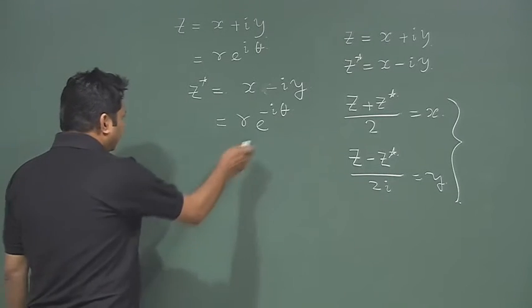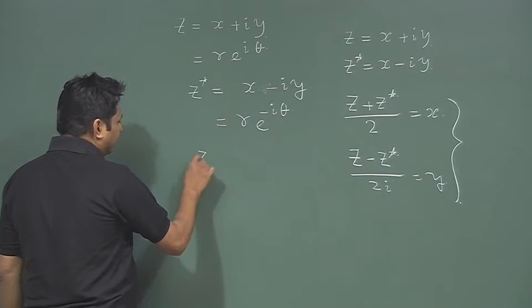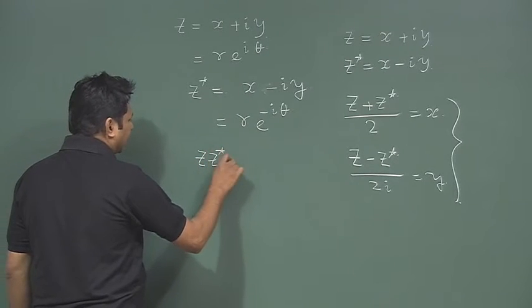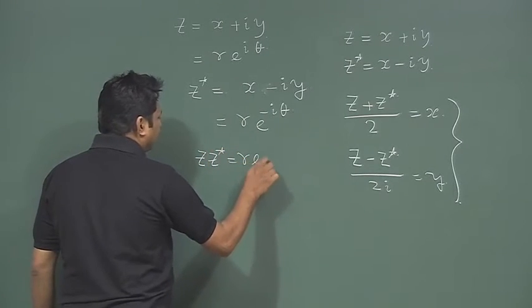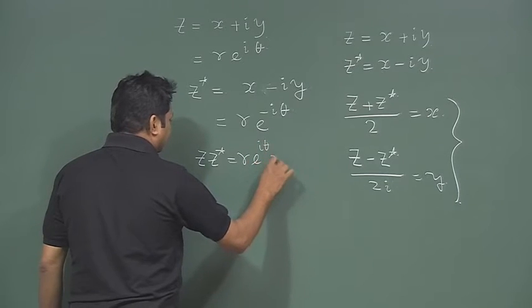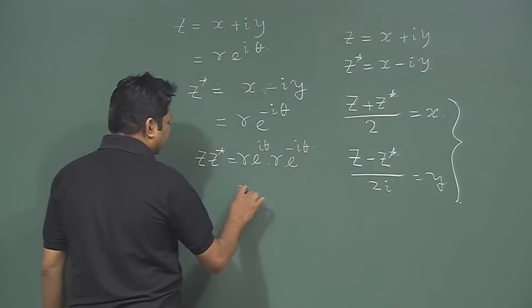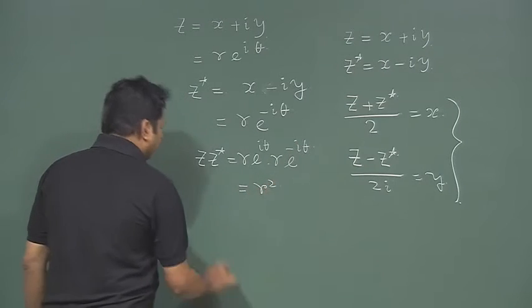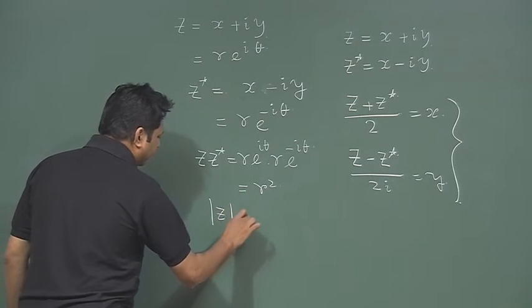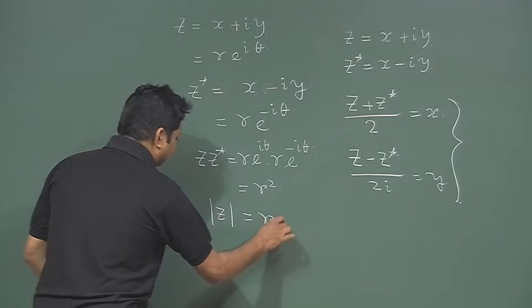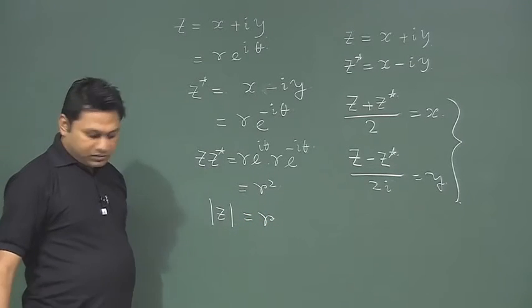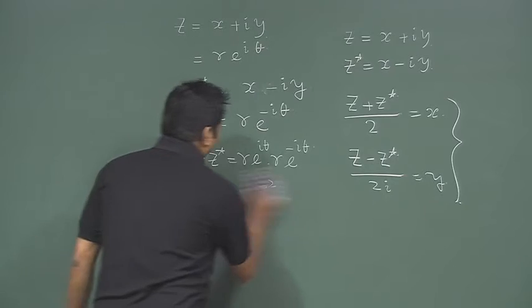Also, from this you can readily understand that z times z star is equal to r e to the power i theta multiplied by r e to the power of minus i theta, which is nothing but r square. So mod of z is equal to r. The same thing in a different way.